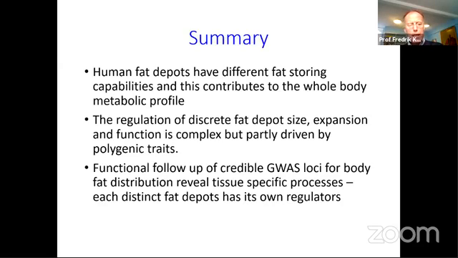And it looks as if each distinct fat depot has its own regulators. And that's why we have this enormous range of small effects that gives this nearly gene score effects over a large continuum of fat distribution that we see in populations. I'm very happy to take any questions at this point in time.